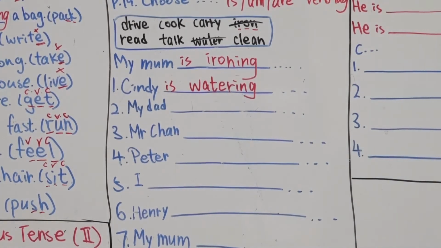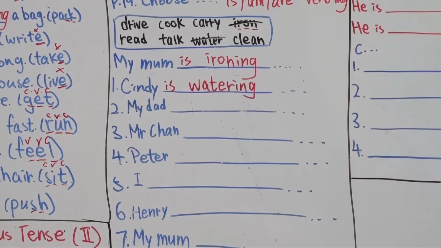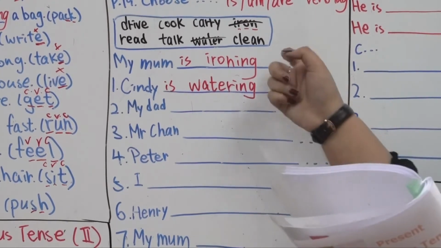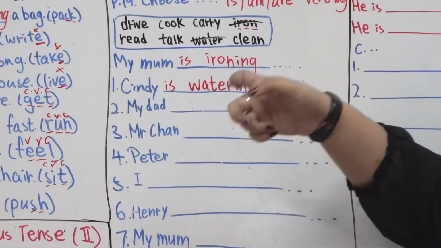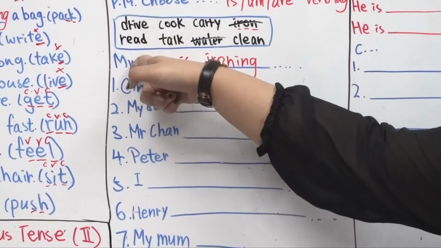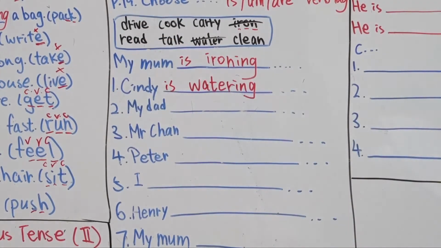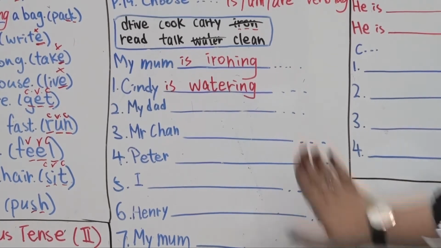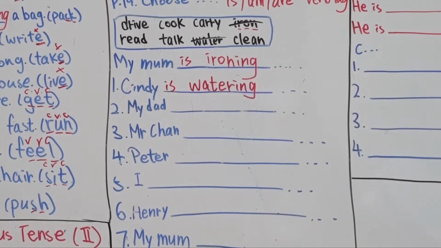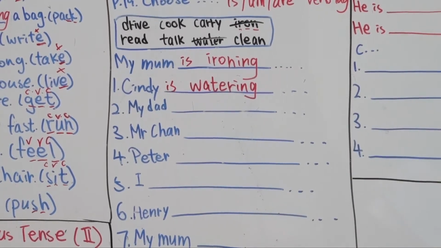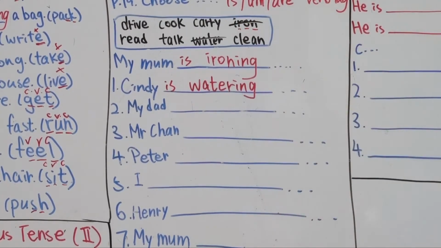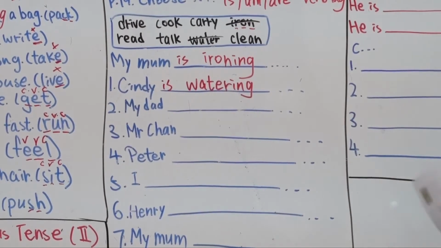Number 2, my dad, what? The newspaper now. So, what is the action you can do with a newspaper? You can't cook the newspaper, right? You do not need to clean the newspaper, drive, or read. Yes, read. So my dad is followed with is, am, or are. It can't be am because the subject is my dad, not I, right? So it's whether is or are. Which one is it? Is. Very good. Just one person, right?